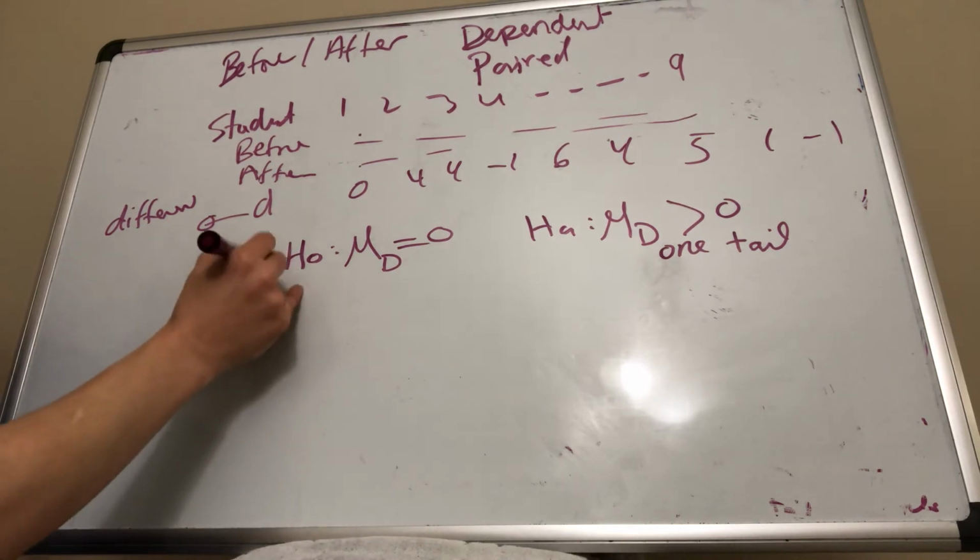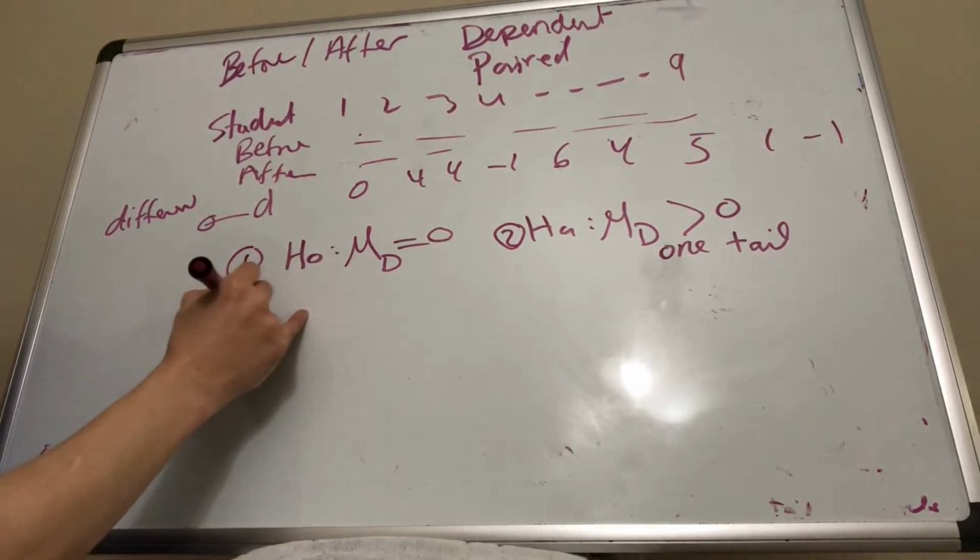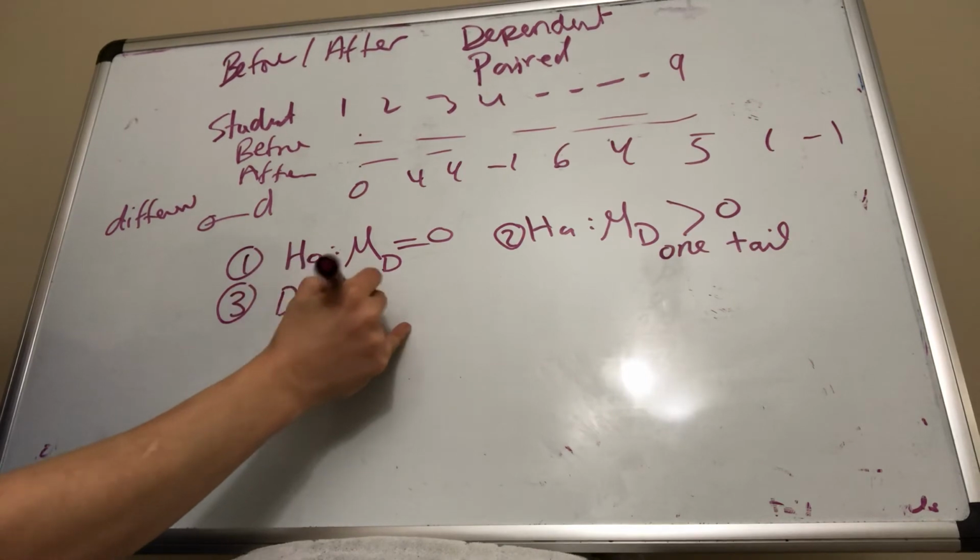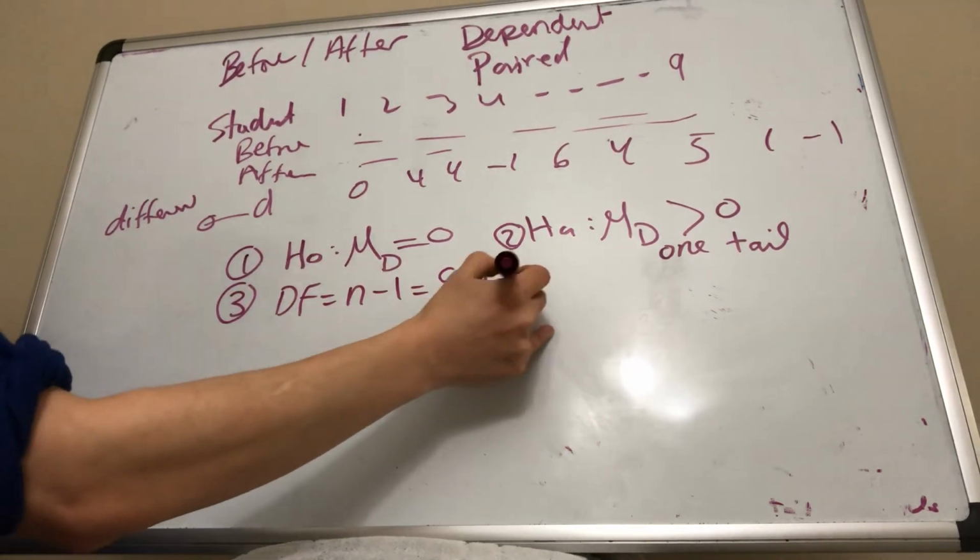Then, this is question 1, actually question 2. Question 3 is asking for degrees of freedom. That's n minus 1, 9 minus 1, 8.